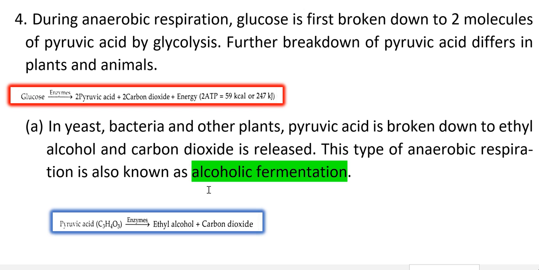Now it differs in plants and animals. In yeast, bacteria and other plants, pyruvic acid is broken down to ethanol or ethyl alcohol and carbon dioxide is released. As ethyl alcohol or ethanol is formed, this type of anaerobic respiration is also known as alcoholic fermentation. Here is the equation: pyruvic acid, C3H4O3, with the help of enzymes, and there is no involvement of oxygen because it is anaerobic respiration. Pyruvic acid converts into ethyl alcohol and carbon dioxide. This is the first category.